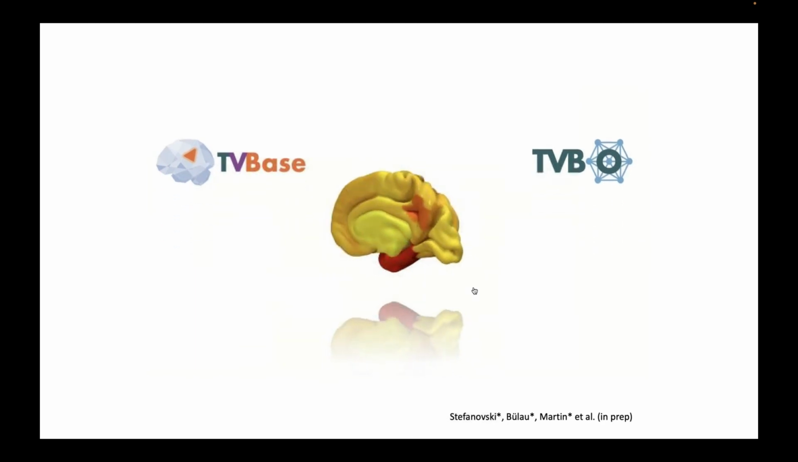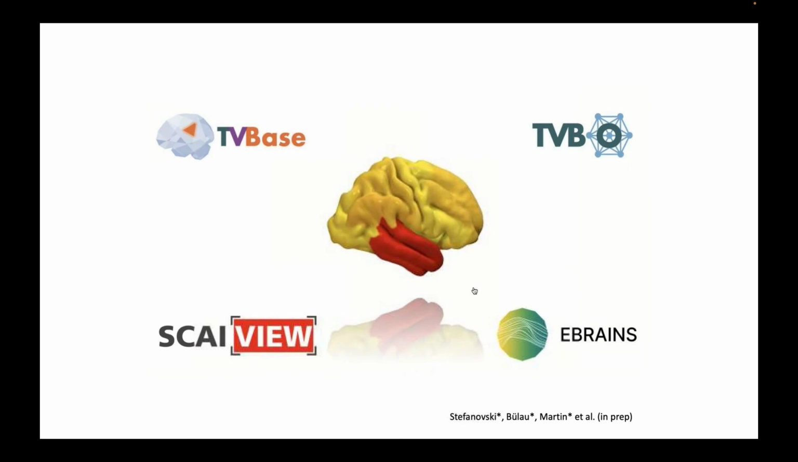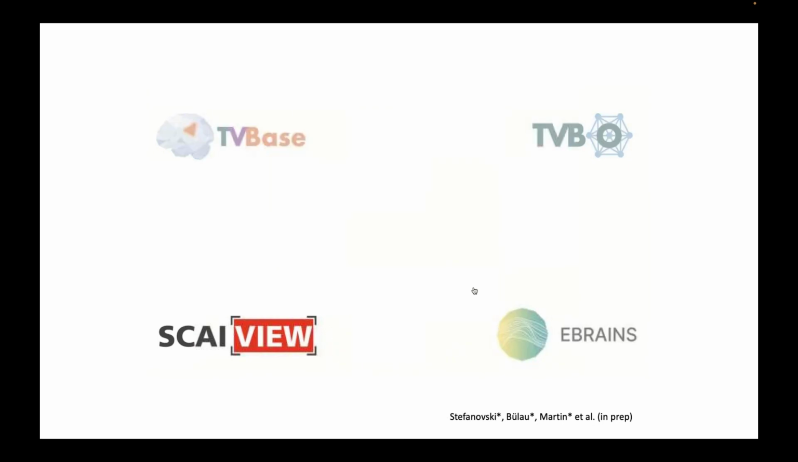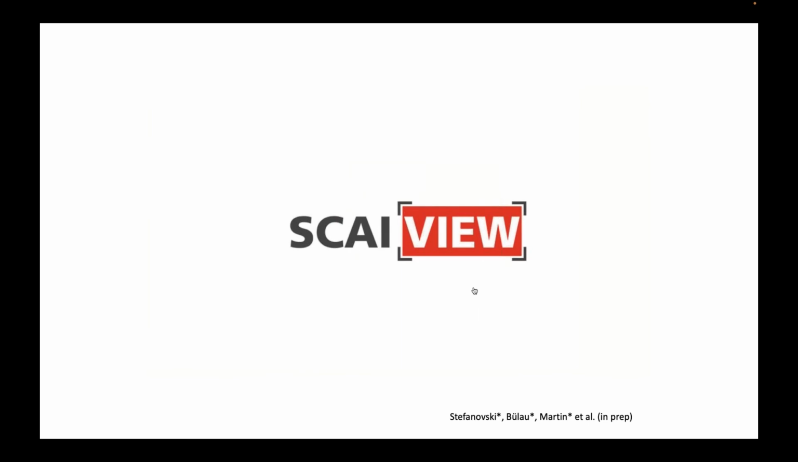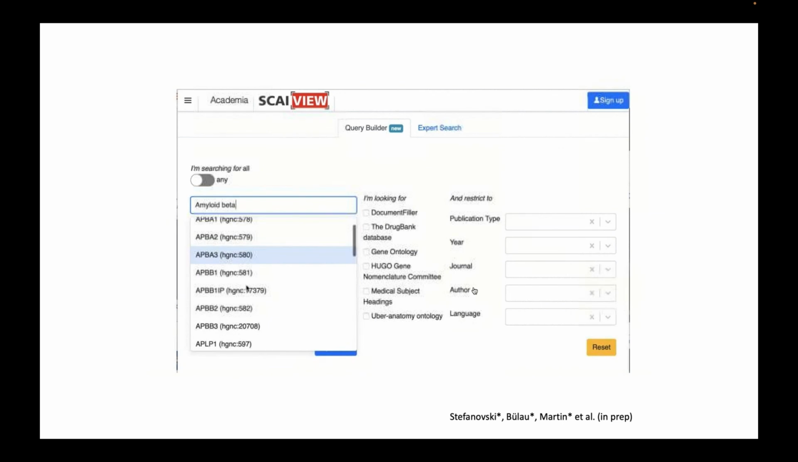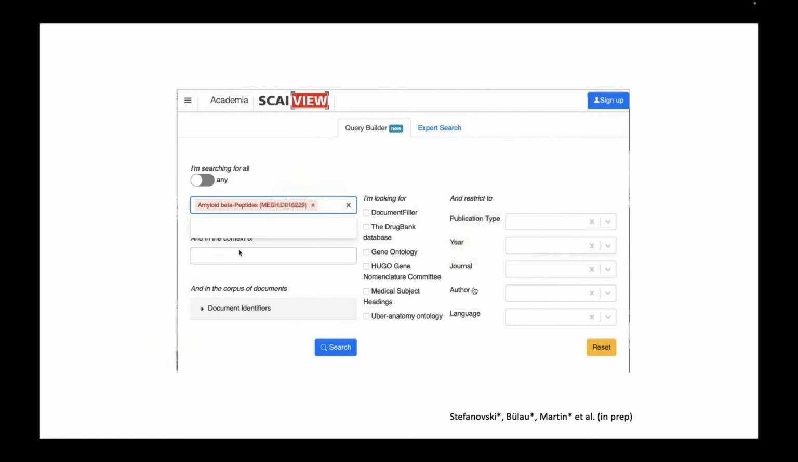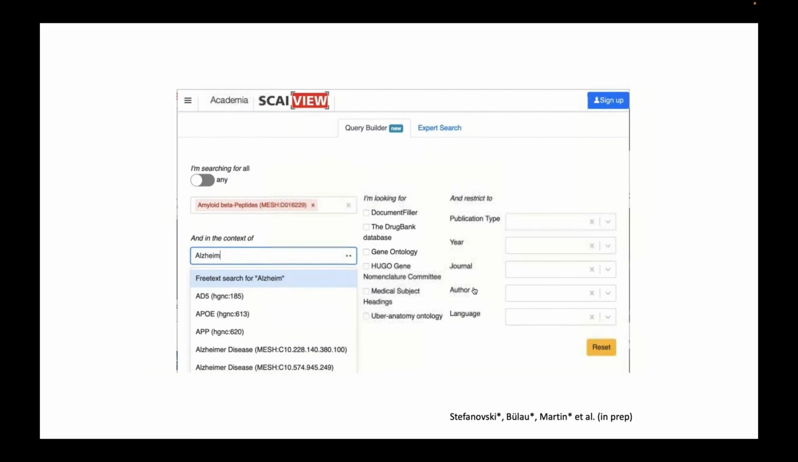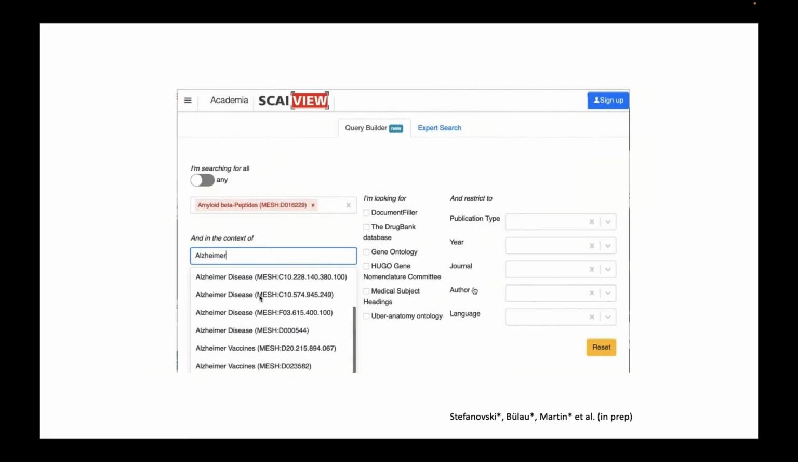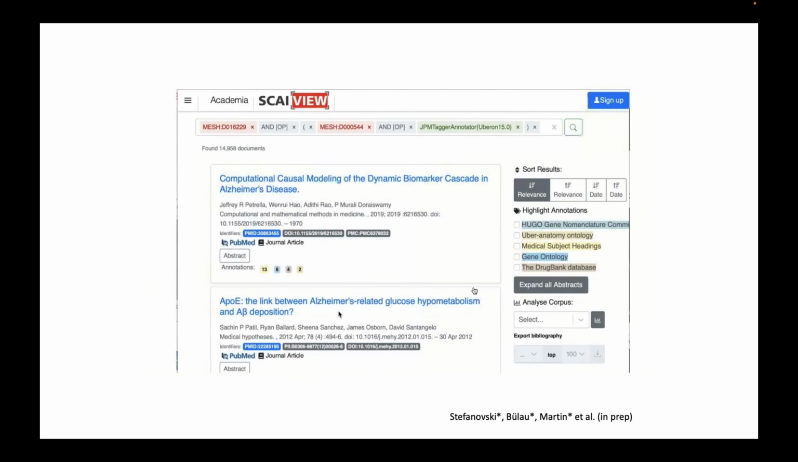So TV-Base relies on the software that I already mentioned, which is Skyview. And Skyview is a search engine very similar to PubMed. It also contains the same papers and the same manuscripts as PubMed. So you can search for something, as for example for Alzheimer's disease or for amyloid beta. And you can also search for controlled vocabularies. So for example, for a MeSH term or for a gene term, an HGNC term. And then what happens when you search for that? You get a list of papers.